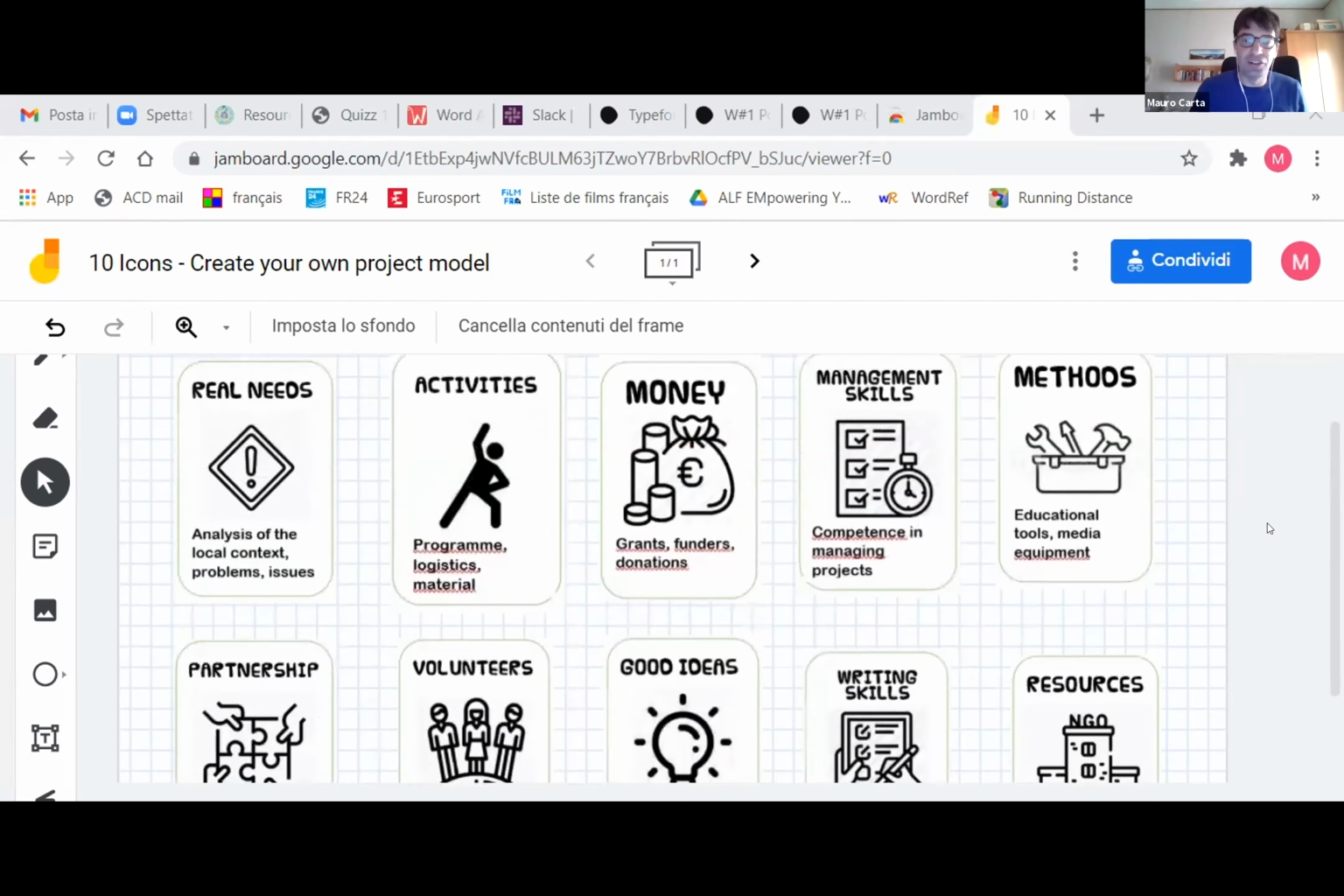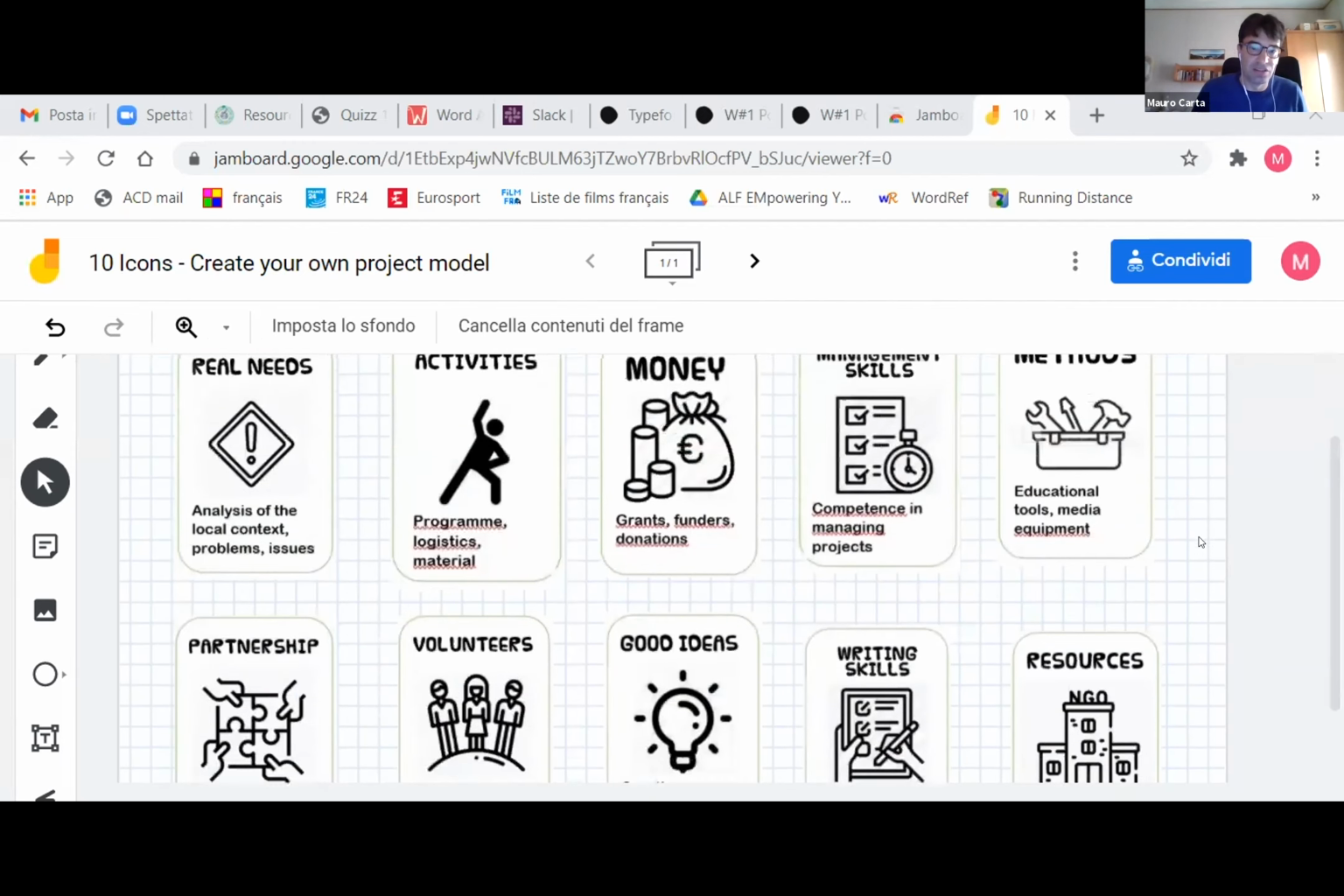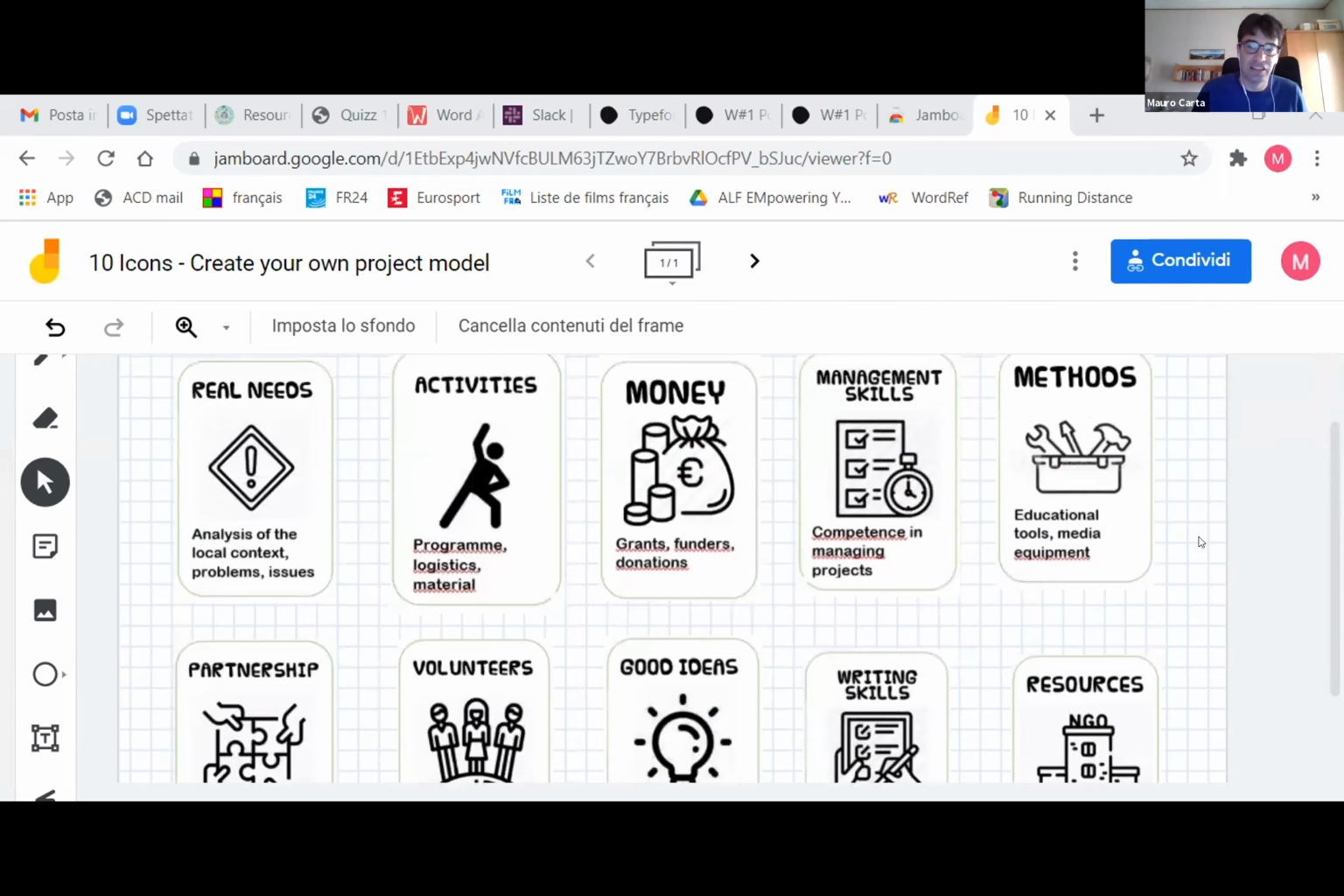Okay, so in your Word file, you should have the same icons, exactly like they are here. So the task is quite easy.